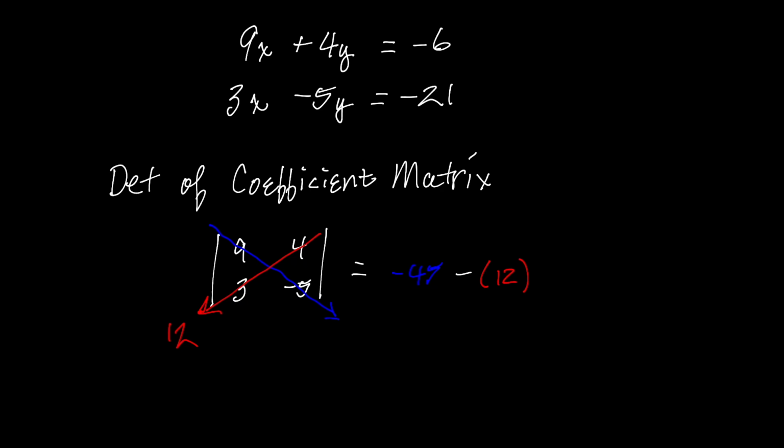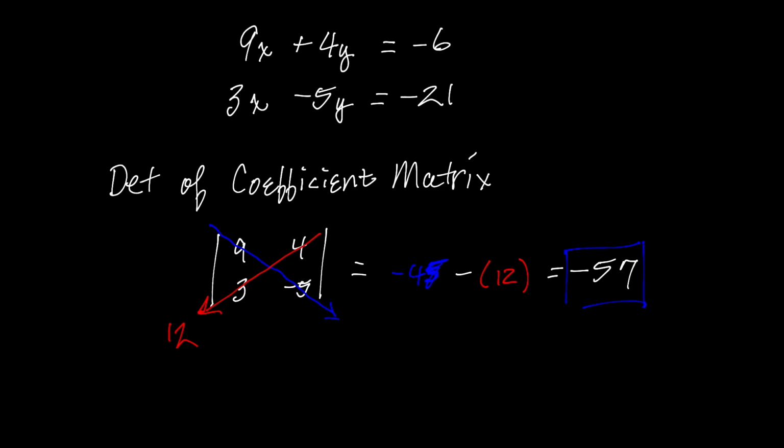Negative 45 minus 12. That equals, let me switch back my color. It's going to give us a negative 57, if I'm not mistaken. Yeah, negative 57. So that is the determinant of the coefficient matrix right here.